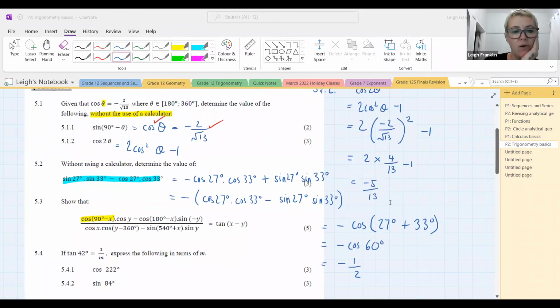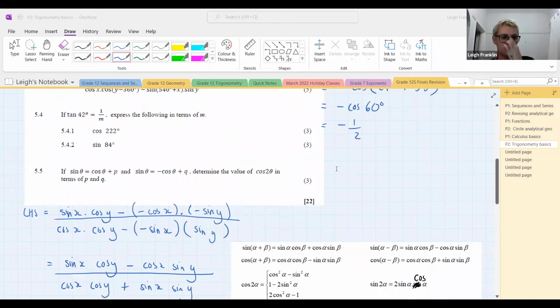Okay, there we go. So 5 marks there. That wasn't too bad. Left-hand side equals right-hand side, quite right. Okay, so the next thing they want us to do is a ratio in terms of a letter. So they've told us the tan of 42 equals 1 over m. They want us to express the following in terms of m. So the first thing that they give us is the cos of 222 degrees. Okay, so we've got to figure out where that comes from.